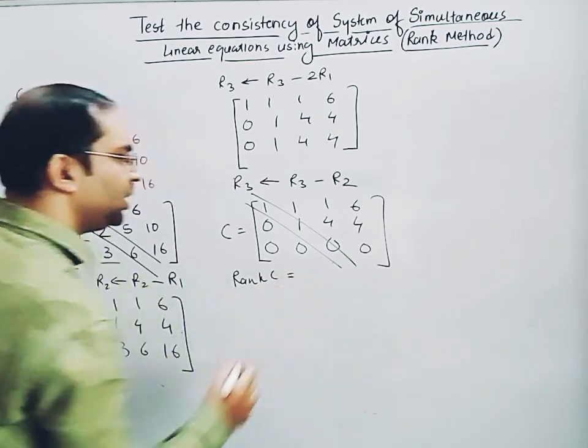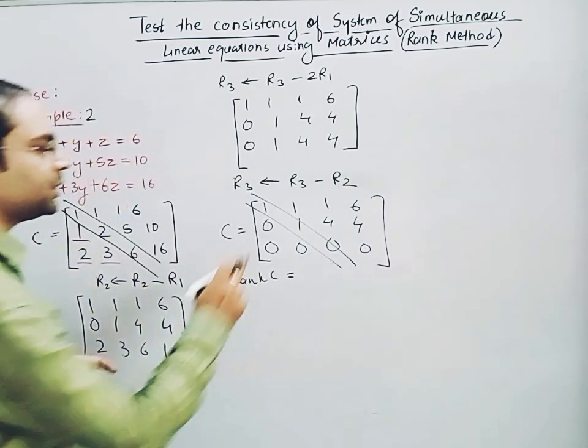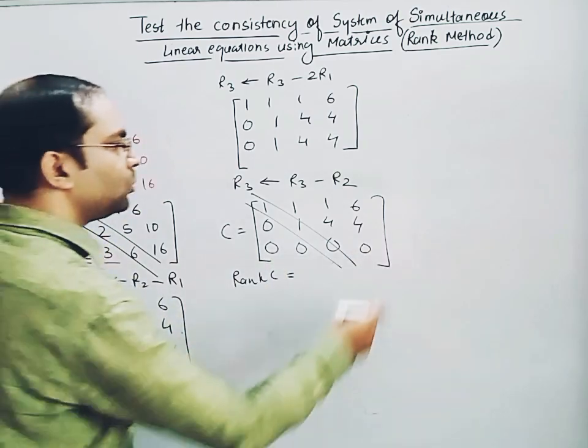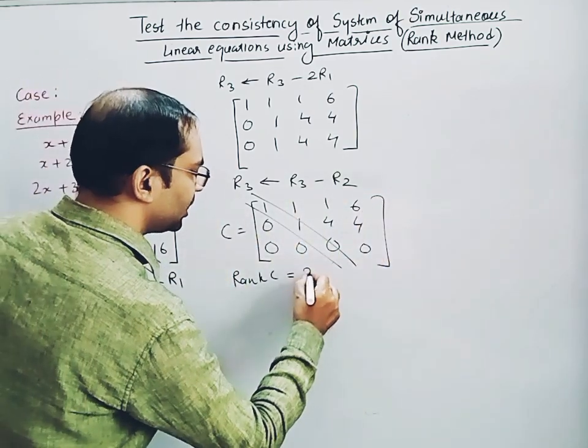Just to get the rank of C, we need to count the non-zero rows. You can see this is a non-zero row and this is a non-zero row, but the last row is a 0 row. So we have only 2 non-zero rows. Hence the rank of C comes to be 2.